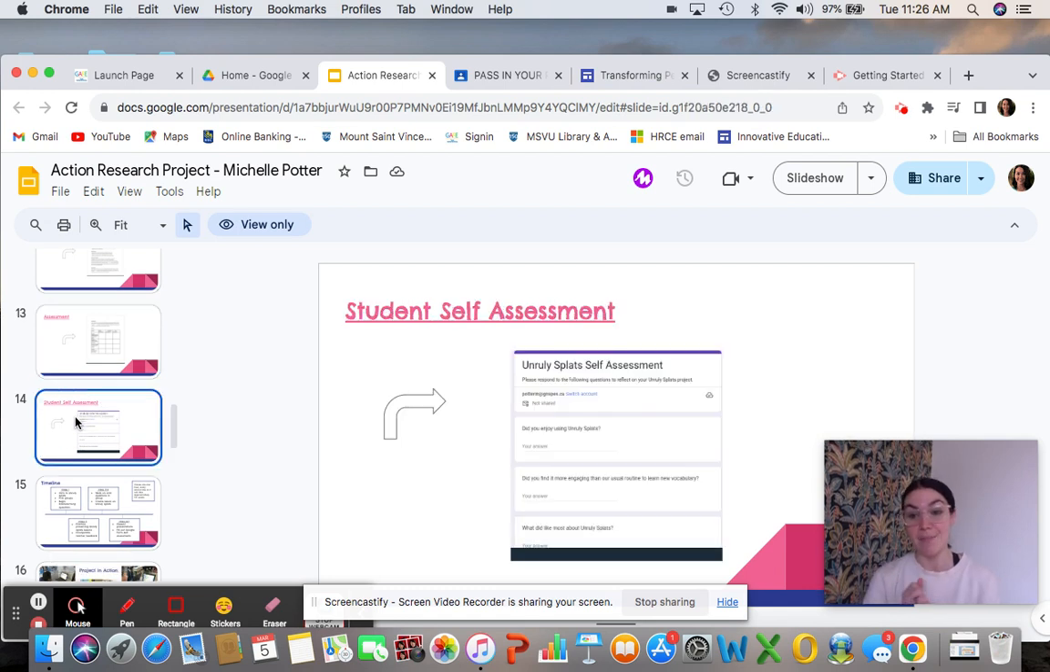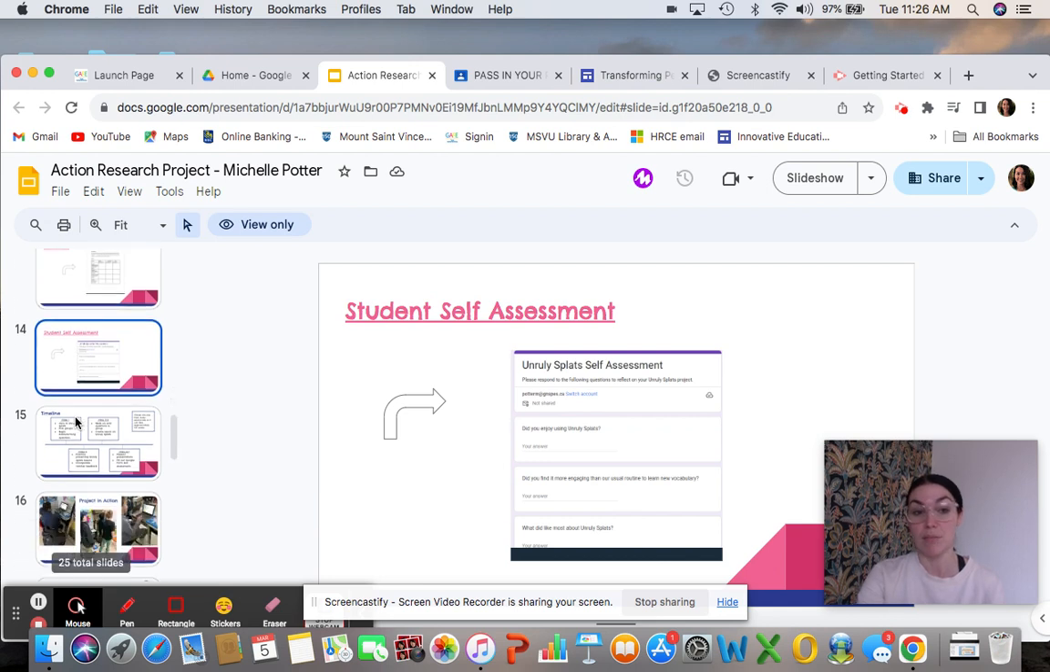And then it was really important to me to use this again in the future by getting that student self-assessment done. So I used a Google form. Students were able to answer things such as, did they find this more engaging and exciting to use than traditional learning that we had been doing up to that point? What did they like about it? What did they not like about it? Is this something they'd like to use again in the future? So yeah, really helping for my next steps.